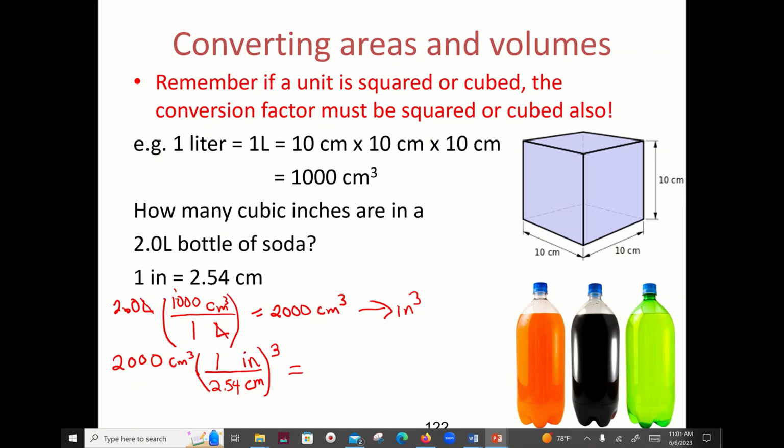Okay, so it's going to be 2,000 divided by 2.54 cubed, and that's 122 cubic inches. So again, remember, if you're doing volume or area, you need to cube or square the conversion factor.